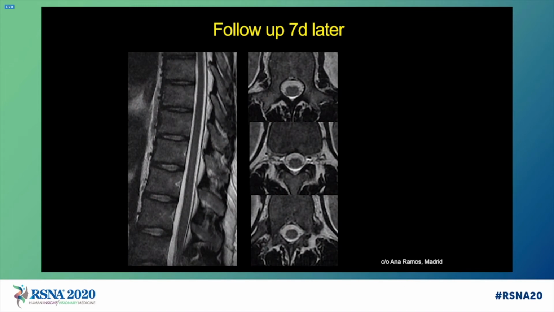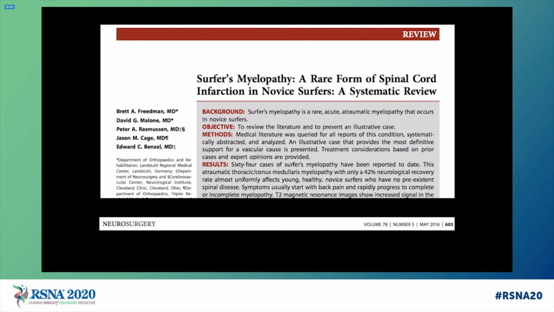This is the follow-up MRI of this patient 1 week later, where we can appreciate that there has been complete interval resolution of the T2 signal abnormality. Actually, the patient did well clinically as well, but that is not always the case. This is a nice systematic review published in 2016 in Neurosurgery, where they reviewed the 64 cases that had been published up until then, and they noticed that only 42% of those patients had had complete neurological recovery.